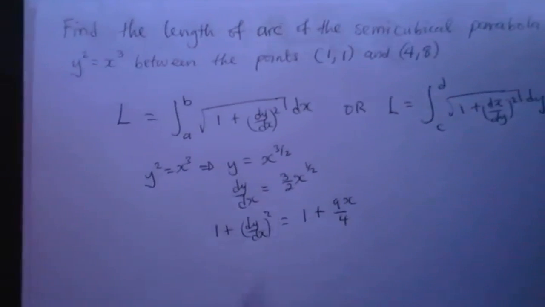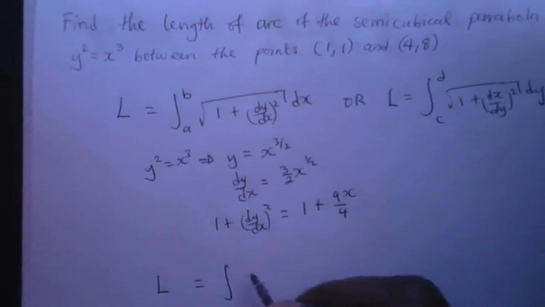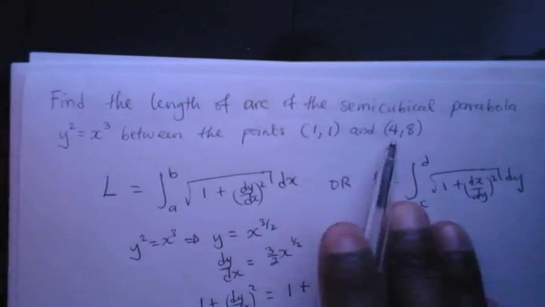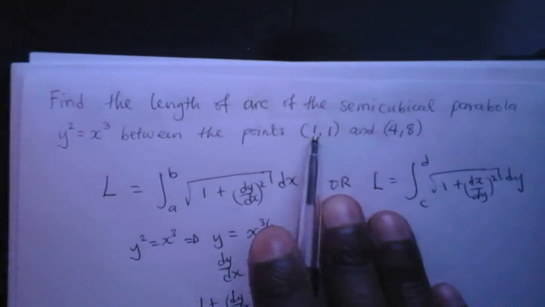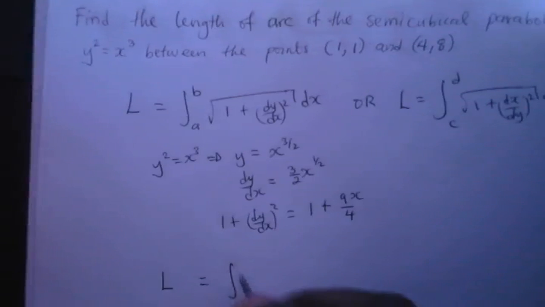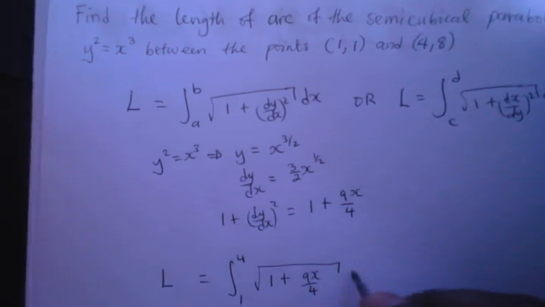And therefore, if I put it in the formula, the arc length simply becomes the integral. Remember, the curve is from this point to this point. So you look at the first entry, there's the x value. So x stays from 1 to 4. So it's going to be the integral from 1 to 4 of the square root of 1 plus (dy/dx) squared, which is what we have there. So just 1 plus 9x over 4, dx.